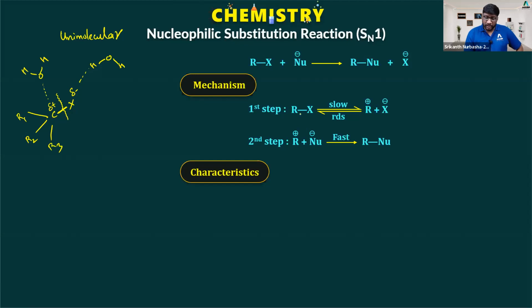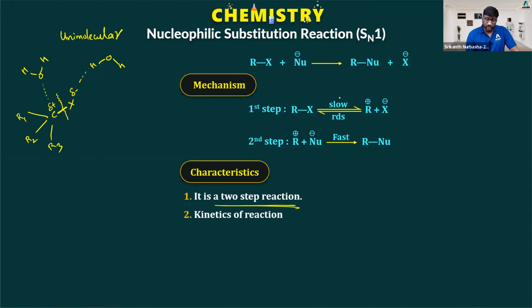So the mechanism: step 1, RX converting into R plus and X minus. It is going to be slow, the RDS. The carbocation is attacked by the nucleophile fast to form R-Nu, which is the product. Characteristics: it is a two-step reaction.